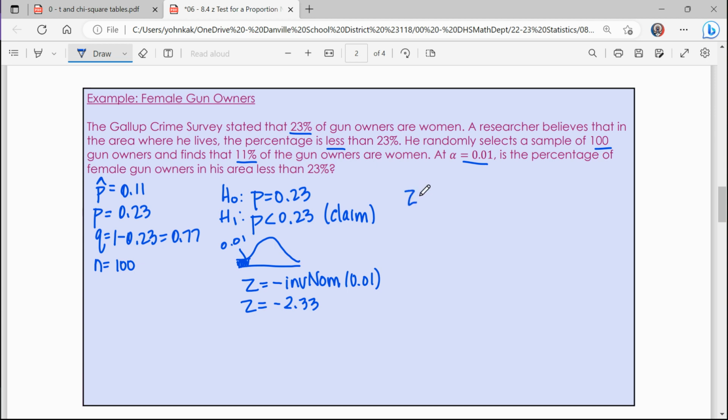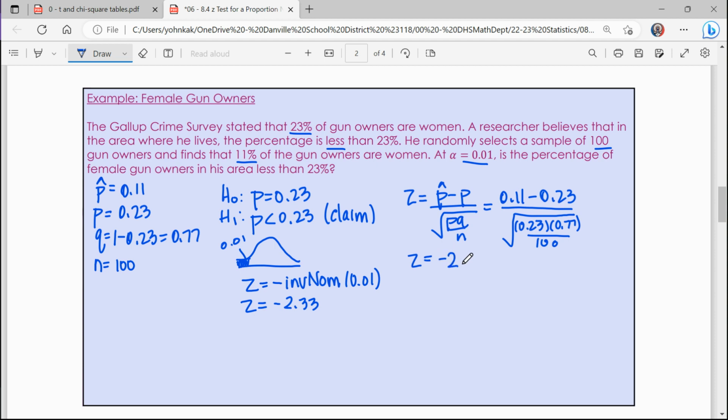So now let's look at our test statistic to see where our data falls. We have p hat minus p over the square root of pq over n. So that's going to give us 0.11 minus 0.23 divided by the square root of 0.23 times 0.77 over 100. This is a z test statistic, so it gets 2 decimals. Typing it in my calculator, I get negative 2.85.